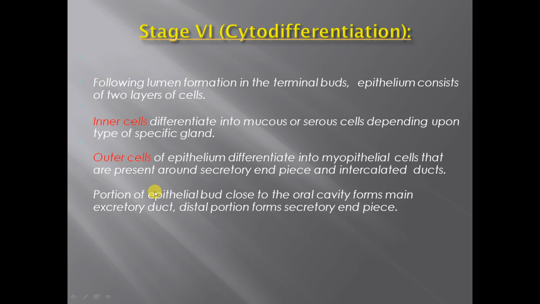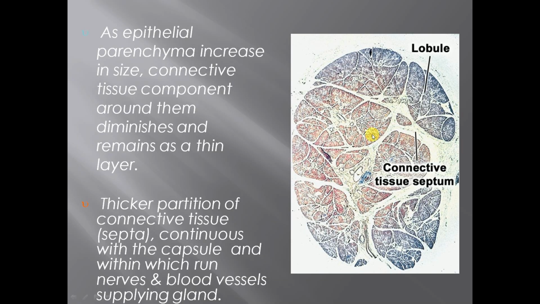In this, the portion of the epithelial bud close to the oral cavity forms the main excretory duct, and the distal portion forms the secretory end piece. So there is a lobule formation and the connective tissue septum. In this, the parenchyma increases in size, which diminishes the connective tissue and it remains as a thin layer.